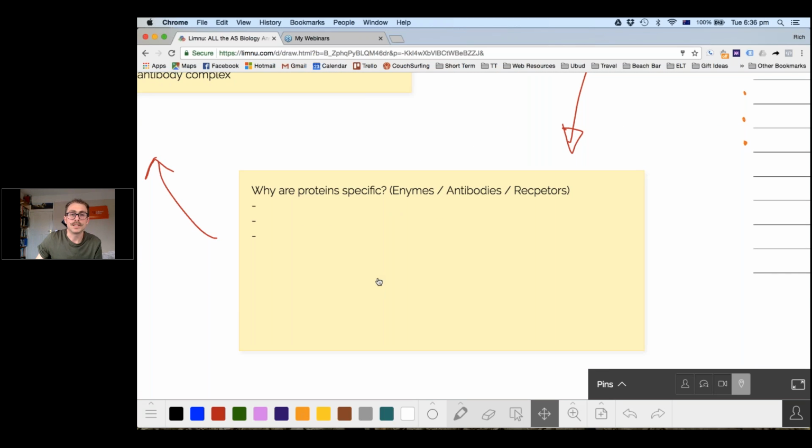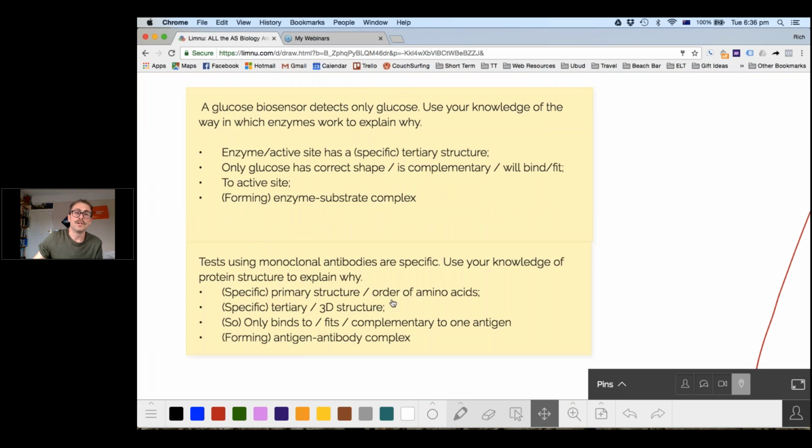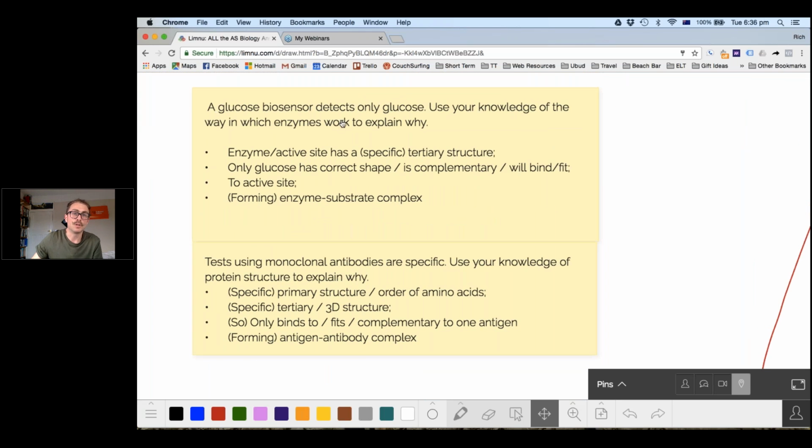So why are proteins specific? This could be enzymes, antibodies, receptors. It's the same answer, basically. These are, again, off a mark scheme. Glucose biosensor detects only glucose. Use your knowledge of the way in which enzymes work to explain why. So this question is just saying, why are enzymes specific? The enzyme active site has a specific tertiary structure. Only glucose, or the substrate, has the correct or complementary shape to the active site, for another mark, forming an enzyme substrate complex.